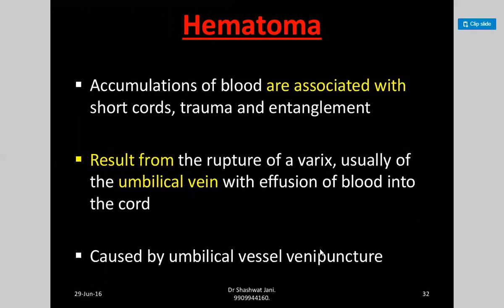If it is associated with some accumulation of blood, that may be due to some trauma and entanglement. That is called a hematoma. It results from the rupture of the varix region of the umbilical vein with effusion of blood. Sometimes there is rupture of the varix of the umbilical vein, and the blood comes out into the cord and leads to a collection of blood. So that is the hematoma, caused by the umbilical vessel varix.